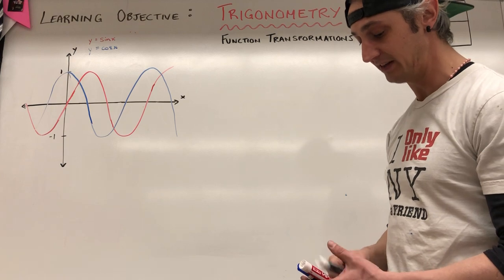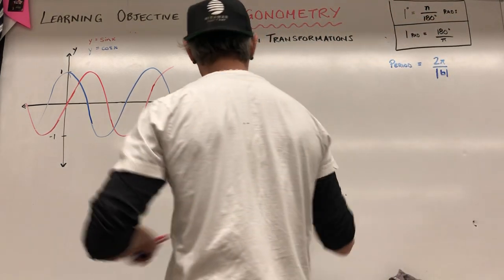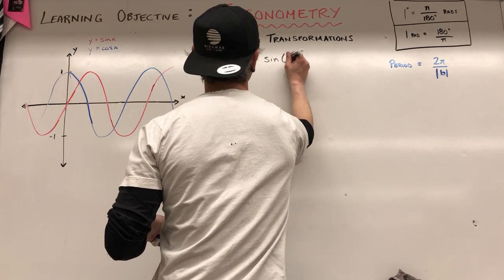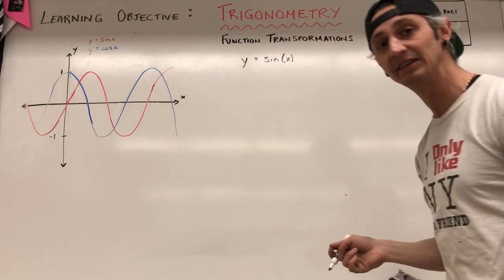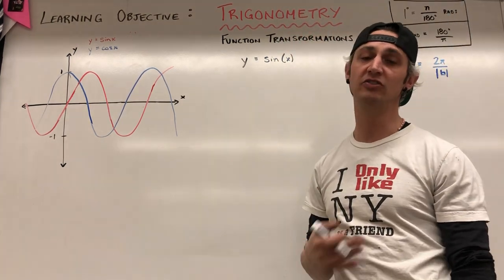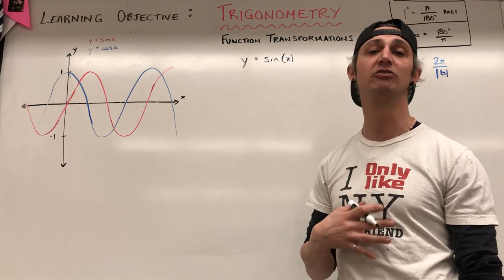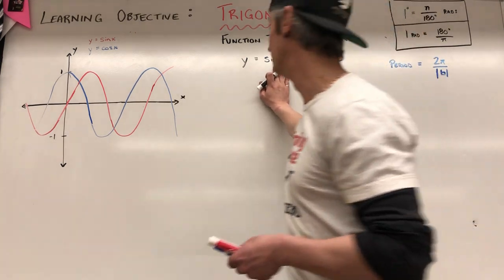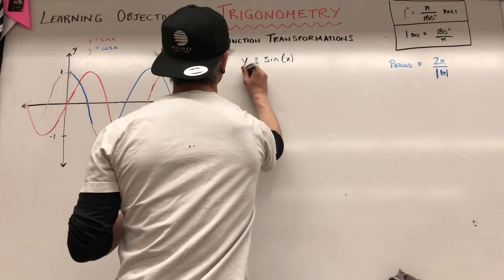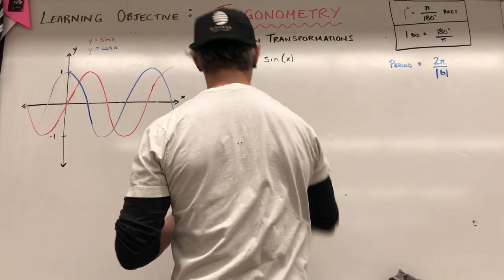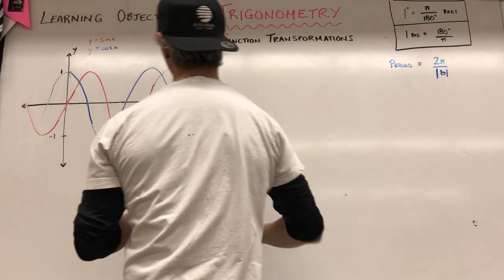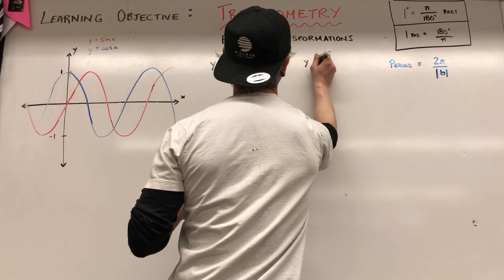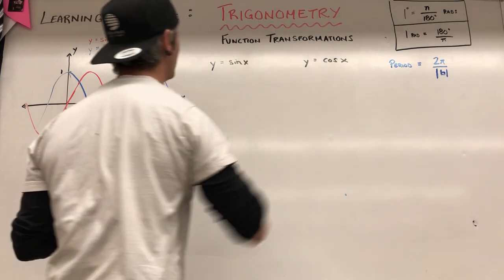We know that our baseline functions are just like our baseline function for linear equations, y is equal to x. Our baseline function for quadratic equations is y is equal to x squared. For radical functions, it's y is equal to the square root of x, and so on. This is what we have to start transforming. Y is equal to sine x, and y is equal to cos x. These are our two baseline functions, and we're going to work with them individually.